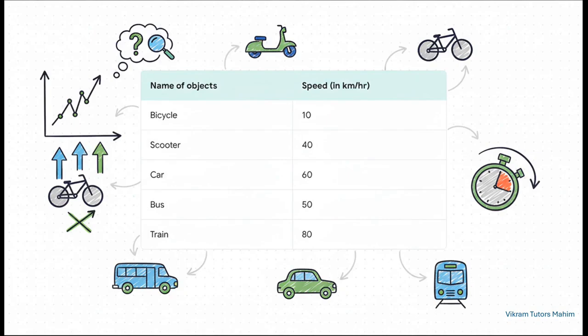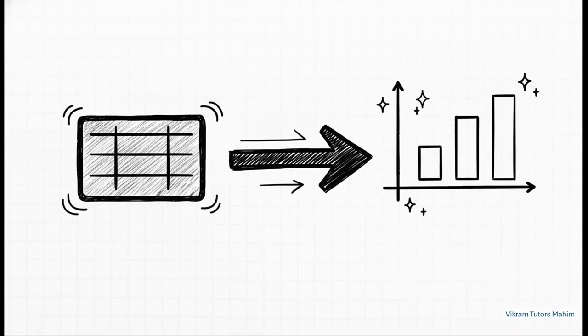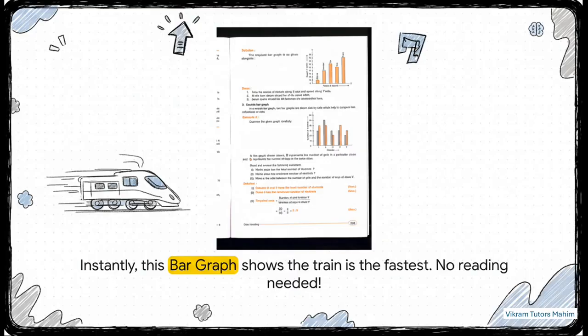But you still have to read it, right? You have to compare the numbers in your head. It's good, but we can do so much better. So watch this. Let's see what happens when we turn this table into a story you can see. And voila! That's the power of visualization right there. You don't even have to read the numbers. Your brain just knows the train is the fastest. That tall bar just screams, I'm the biggest. That's the magic of a simple bar graph.